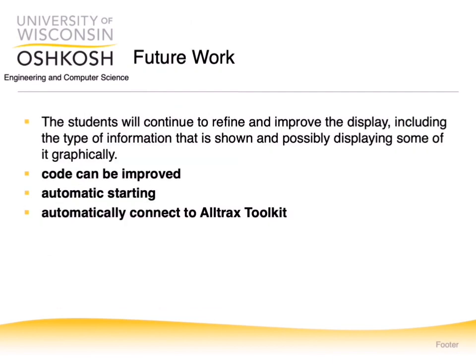The students will continue to refine and improve the display, including the type of information that is shown and possibly displaying some of it graphically. The code can be improved to be more reliable. Automatic starting is something we also want to do. At this moment, we have to set the path on the Ultrax Toolkit every time we use it. So we hope to have an automatic connection to the Ultrax Toolkit in the future.